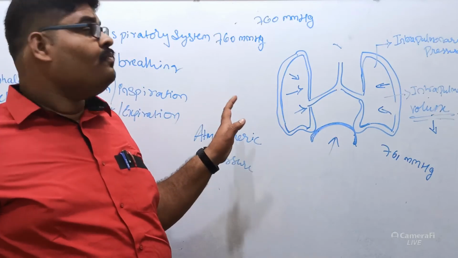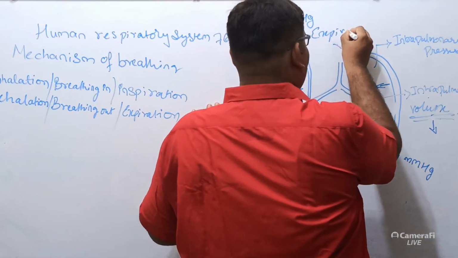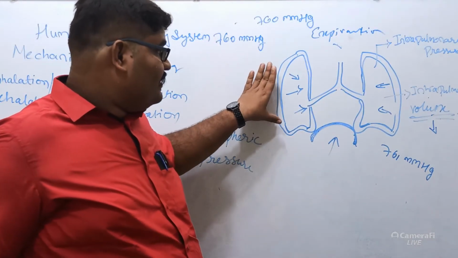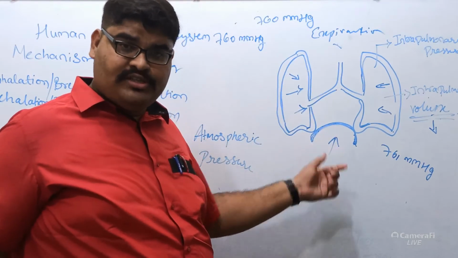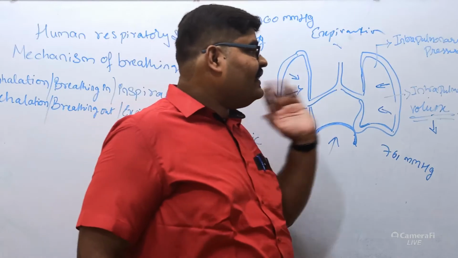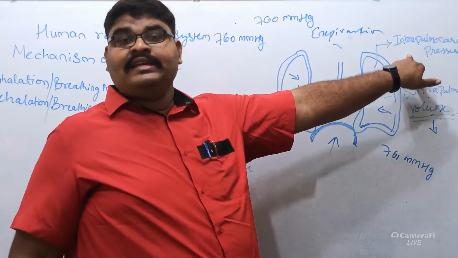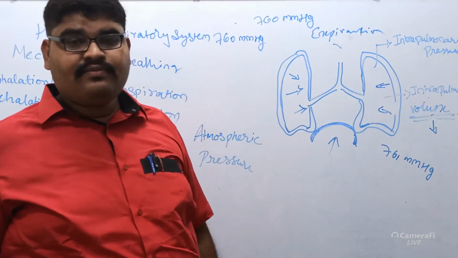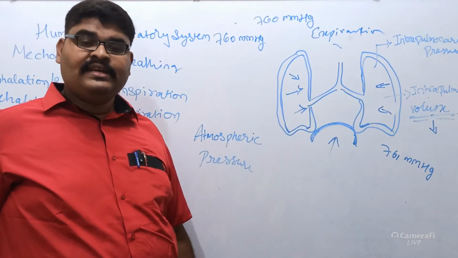I repeat this concept for you. In exhalation, that is expiration, there is relaxation of the intercostal muscles and diaphragm, that is, the diaphragm is coming back to its normal position. Due to this relaxation, the intrapulmonary volume is reduced. When volume is reduced, pressure will be increased, and due to increased pressure, the air is rushing out from the lungs. This is what is happening in expiration. Inspiration is the opposite of the expiration process.